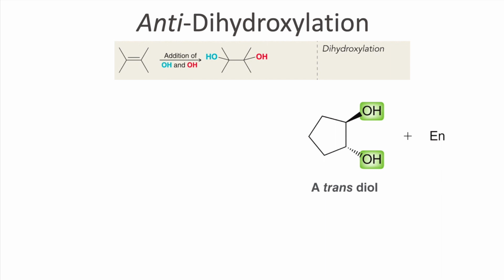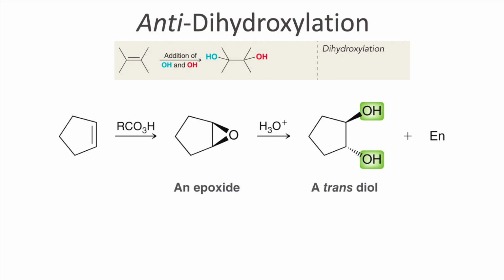The anti addition, as the name suggests, will give us an anti product called a trans-diol, and it's a two-step process. First, you have your alkene reacting with this reagent abbreviated as RCO3H. It's known as a peroxy acid, forming what is known as an epoxide. From the epoxide, you can either do an acidic or basic pathway to form a final product, but in this chapter, we will learn the acidic pathway. And with the acidic pathway, we'll form this trans-diol. So let's go over these steps in more detail.